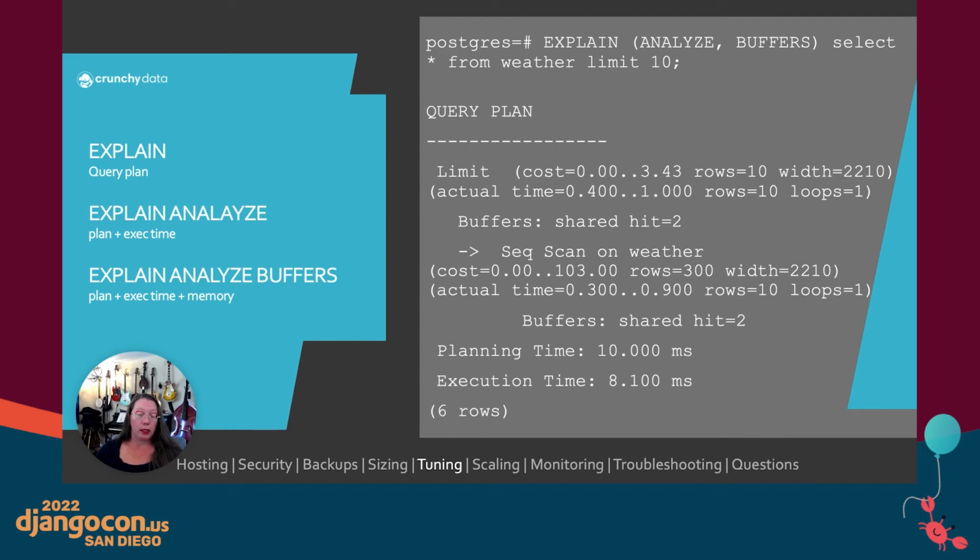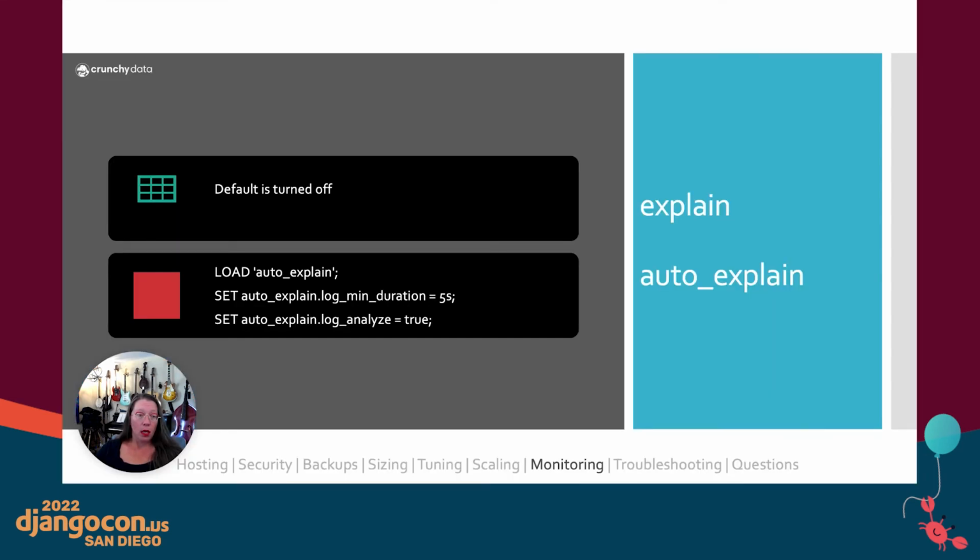So you can run Explain by hand if you want. Like if you know the query that's being run and you just want to know how long that's taking, that can also really help you when you're planning things like indexes and you want to know if things have gotten better.